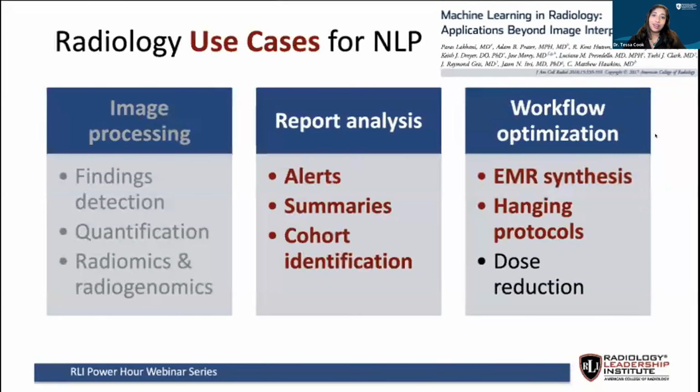And we all know there are a number of use cases for NLP in radiology. Even though AI was focused in the first few years on the pixel-based techniques, because they were inspired by image processing that had happened in the computer science world, there is so much that we can do with report analysis and workflow optimization that requires NLP. And there's a very nice paper from the JACR from a few years ago that goes into detail about a number of these use cases.